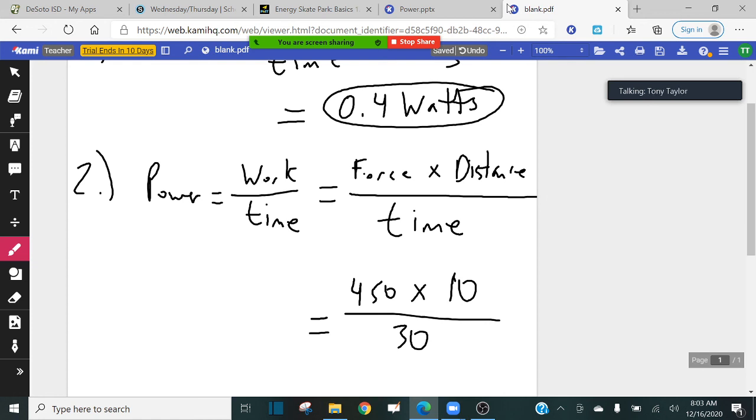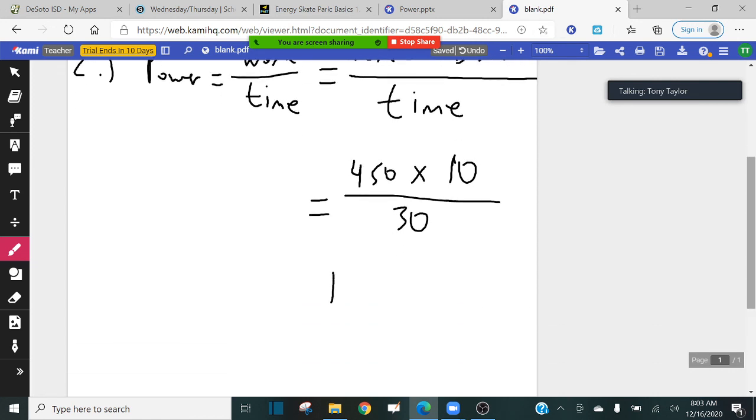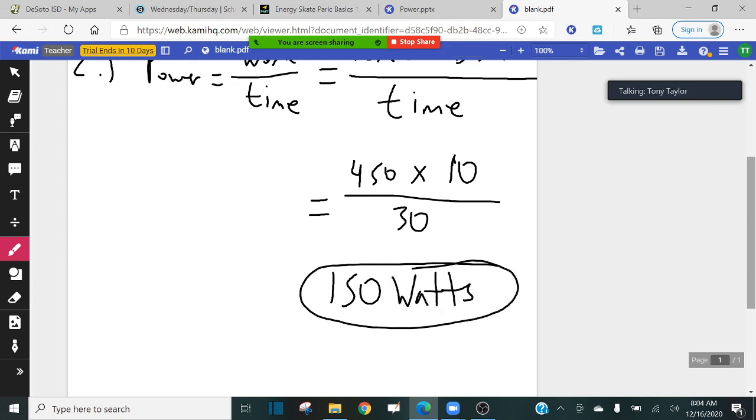So guys, when you do the math here, 450 times 10, that's 4,500. Divide that by 30, gives me 150 watts for my power. So number 2, 150 watts is power.